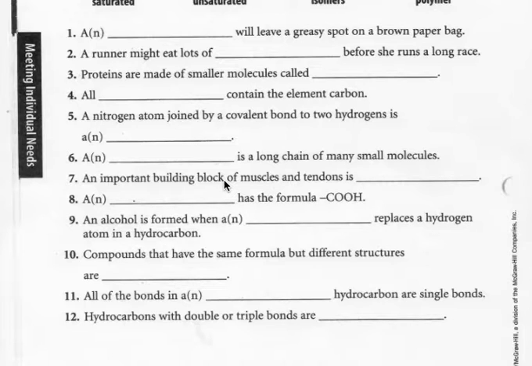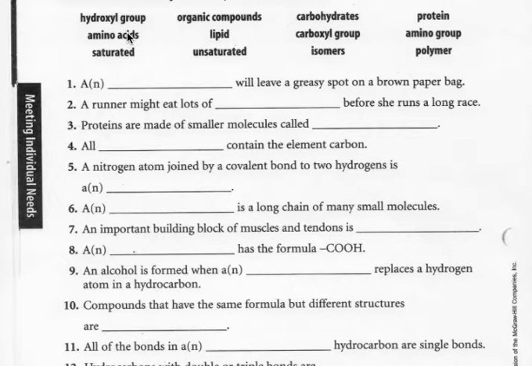For example, for me, number 1, a blank will leave a greasy spot on a brown paper bag. If you've ever eaten greasy food, you know that it contains some type of fat or lipid. A lipid will leave a greasy spot on a brown paper bag. Some of the fast food that we eat, like the French fries and burgers, are going to have lipids or fats in them that leave that greasy spot behind. Number 2, a runner might eat lots of carbohydrates before she runs a long race, because carbohydrates have carbon, hydrogen, and oxygen, and they contain a ton of energy, including some of the sugars that we eat.